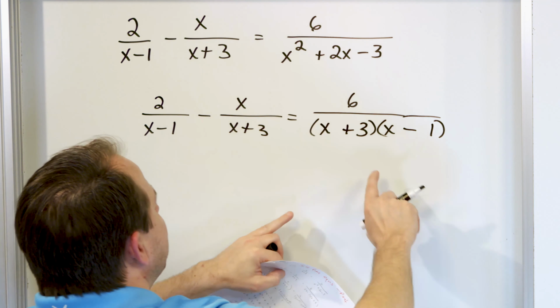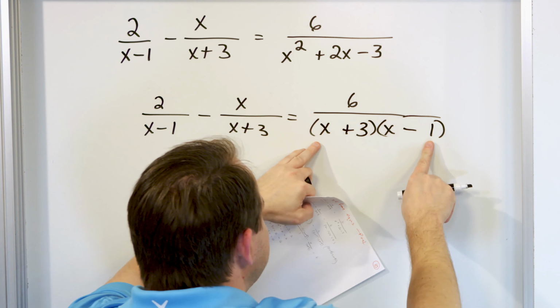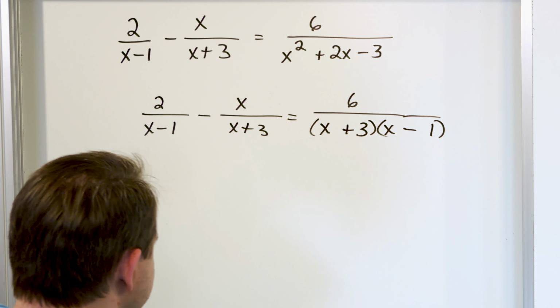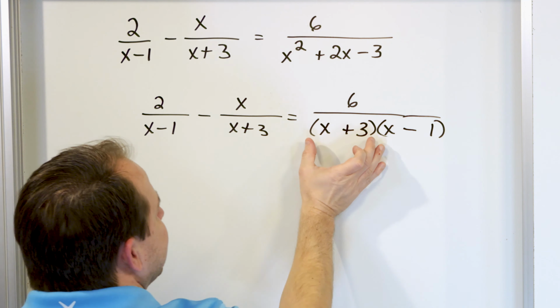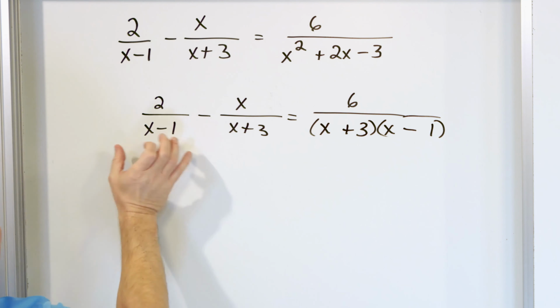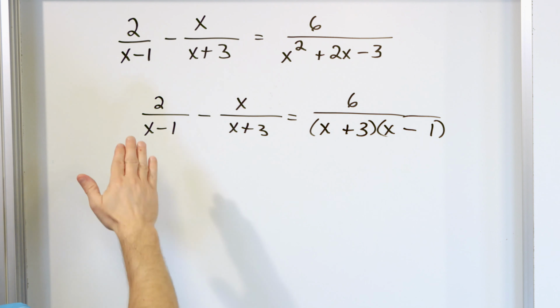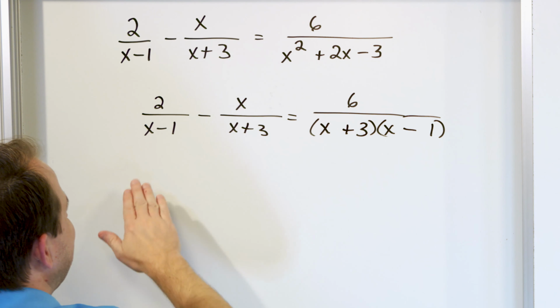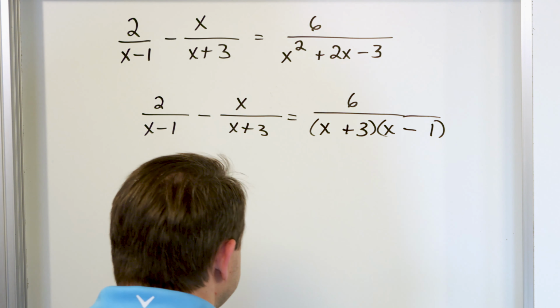X times x is x squared. This is 3x. This is negative x. You add those, you get 2x. And then you have the negative 3. And you can see by factoring it that this part of the denominator is exactly what this is, and this part of the denominator is exactly what this is. So we don't want to multiply by this, this, and this. That would be redundant. We just multiply by the x minus 1 and the x plus 3.